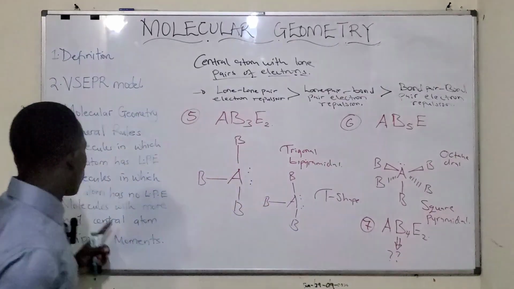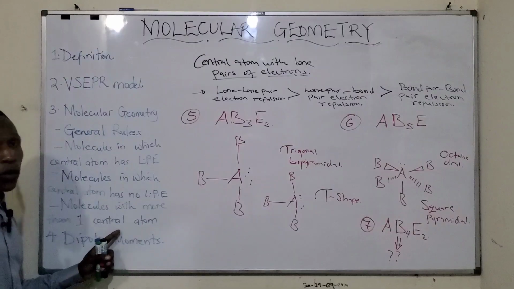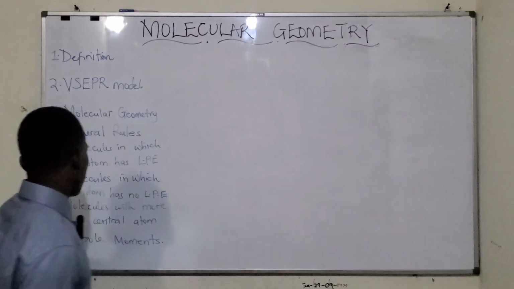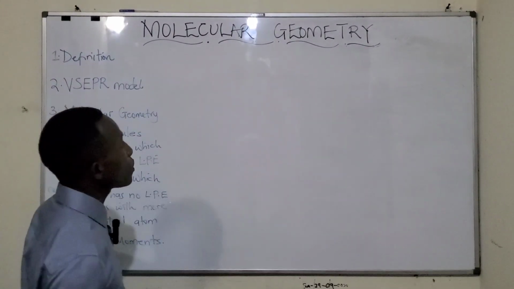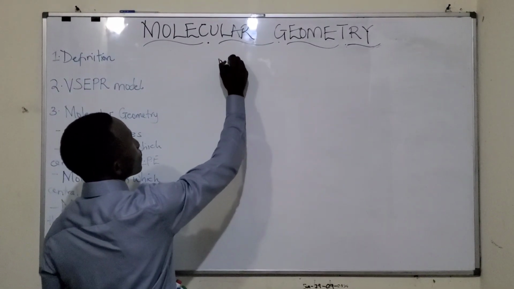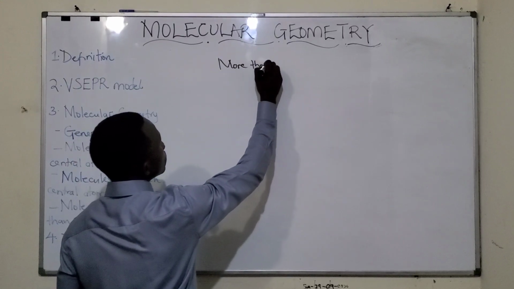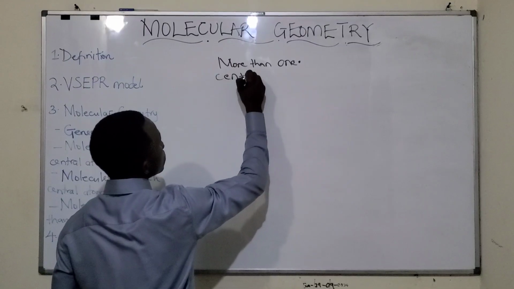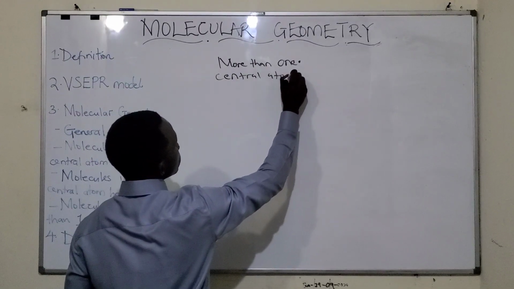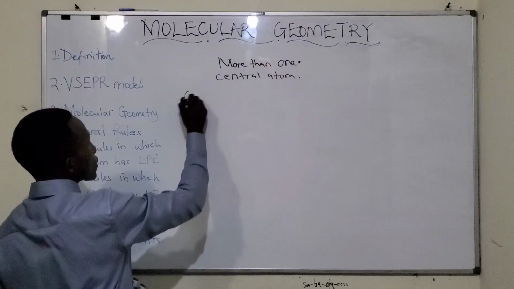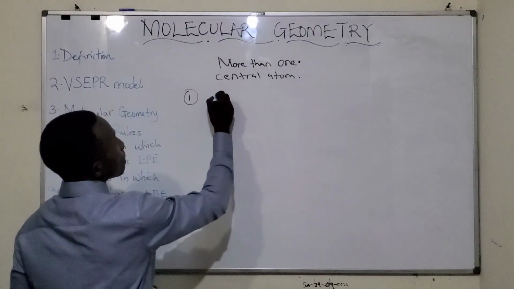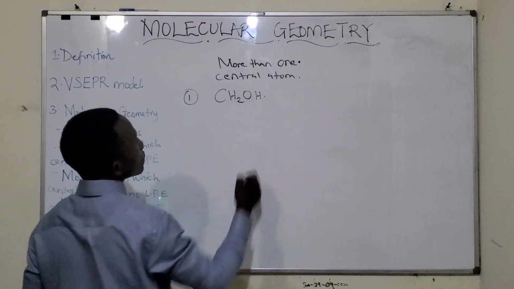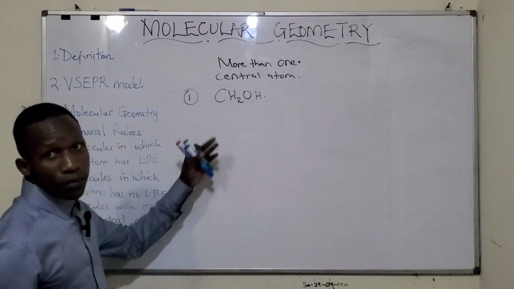Let's go to molecules with more than 1 central atom. For molecules with more than 1 central atom. First example, let's have methanol, which is CH3OH. This is methanol.